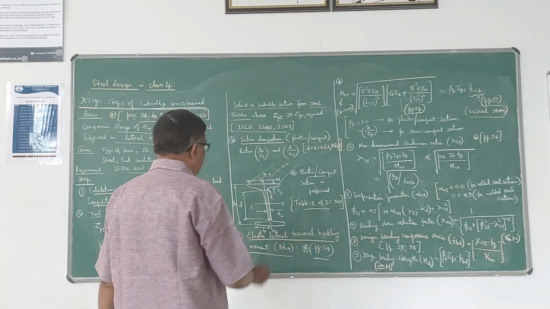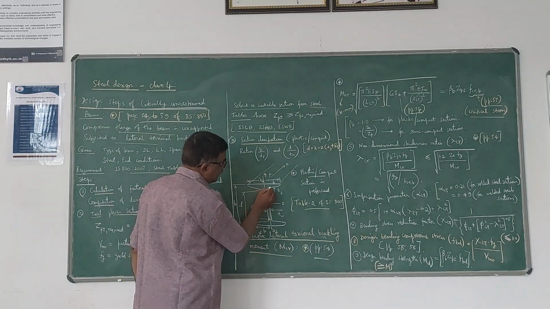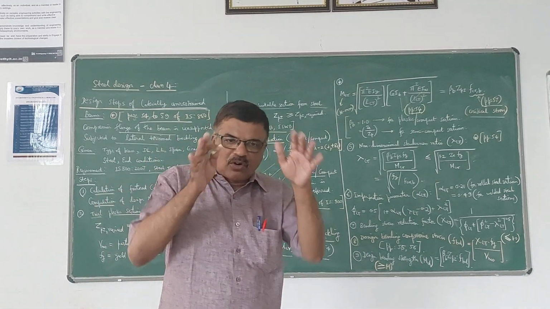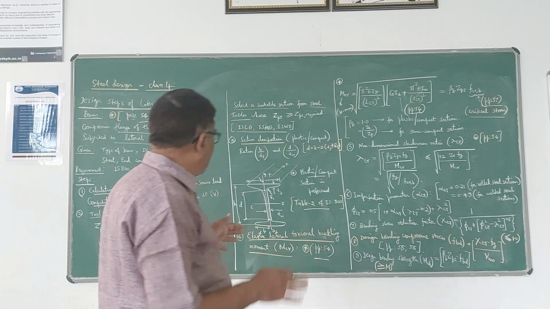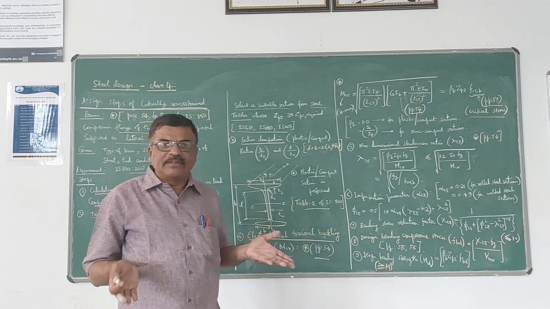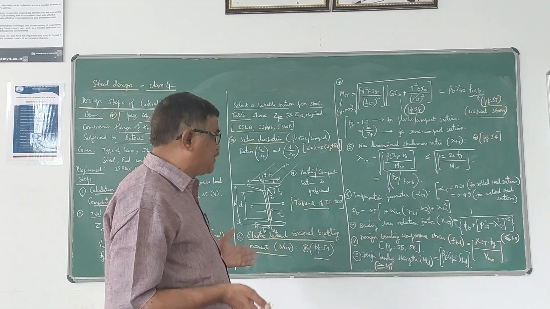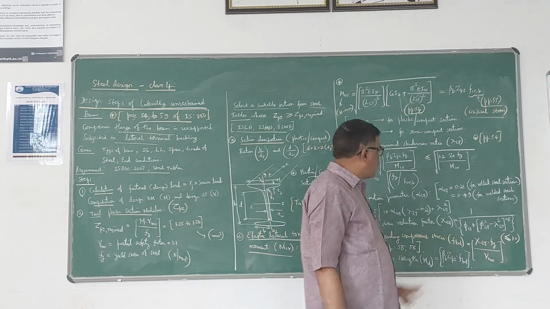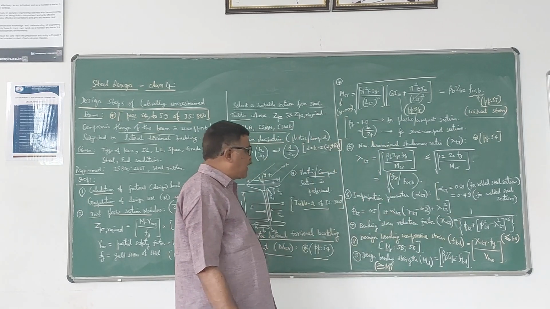So sometimes welding is done here. If you are joining plates instead of a single rolled section, if you are connecting the two flanges and the web in the form of plates, then it is a welded section. So if it is a welded section, you have to place the alpha LT value as 0.49.